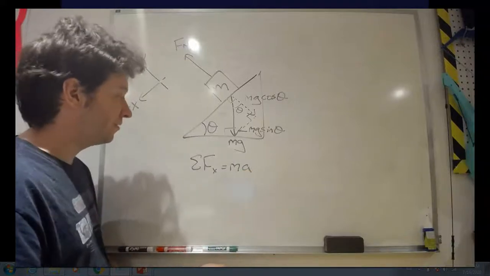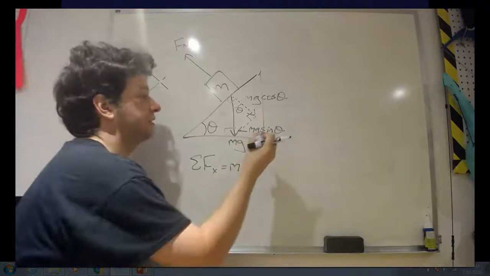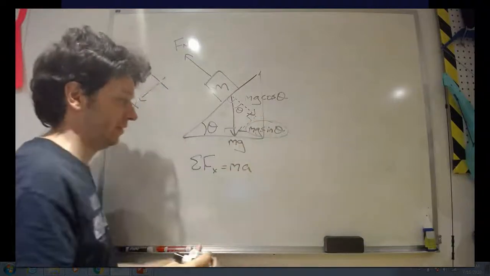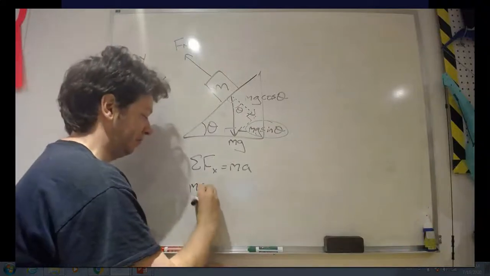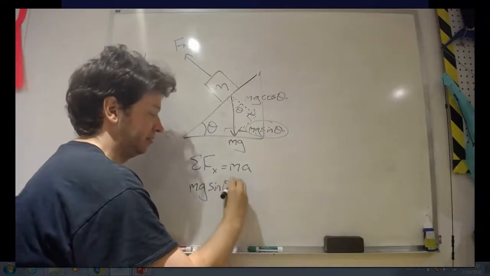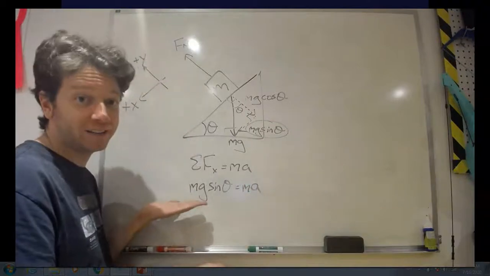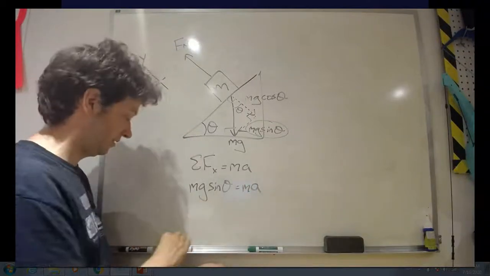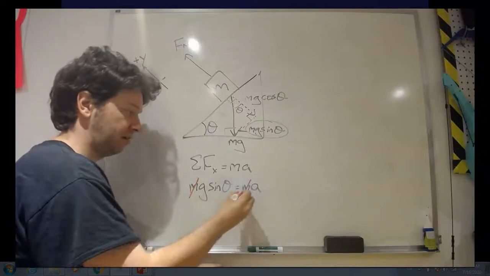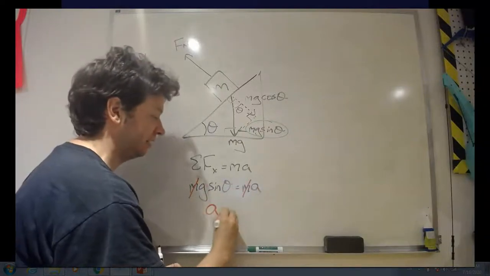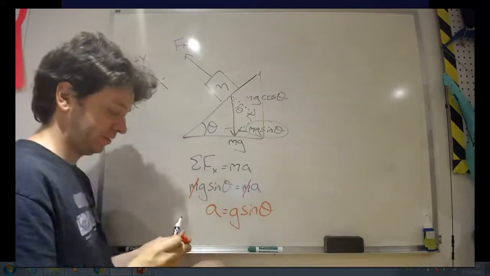All right, so how many forces do we have actually acting in x? If you look at them all, we just have one, mg sine theta. So let's write this as mg sine theta equals ma. And then, here's our answer to the question I posed at the very beginning. Mass cancels. And you simply get acceleration equal to g sine theta.